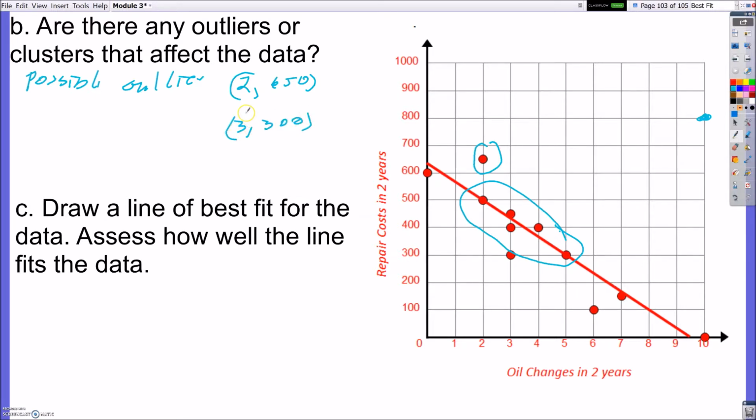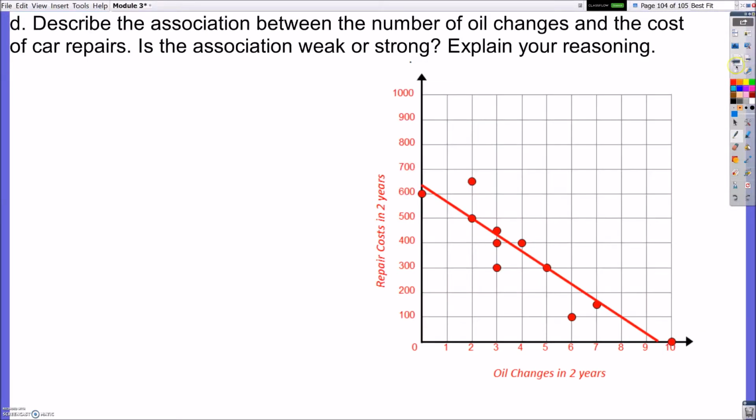They're not outrageous, but as you can see, it's a little far away from the data from my best fit line. And it says draw a best fit line. We already have one there. And I did circle the clusters there, so that also answers part B. So then what it does is describe the association between the number of oil changes and the cost of car repairs. Is the association strong or weak?